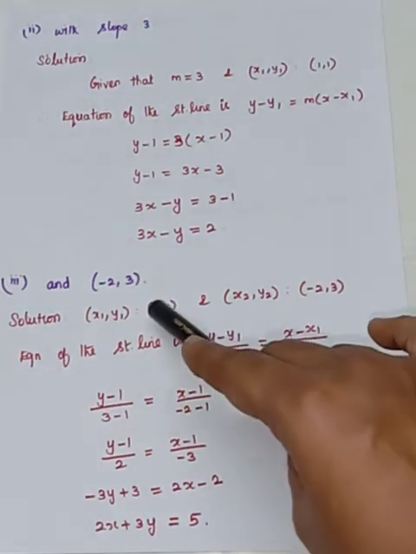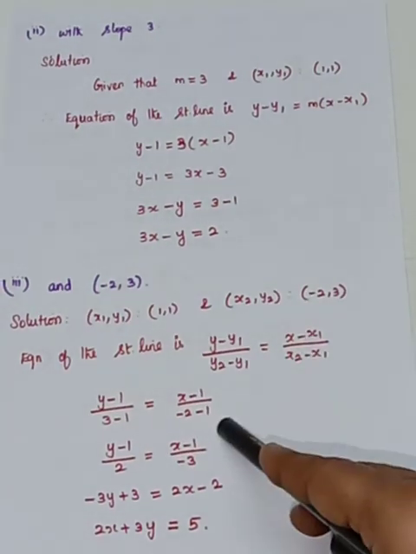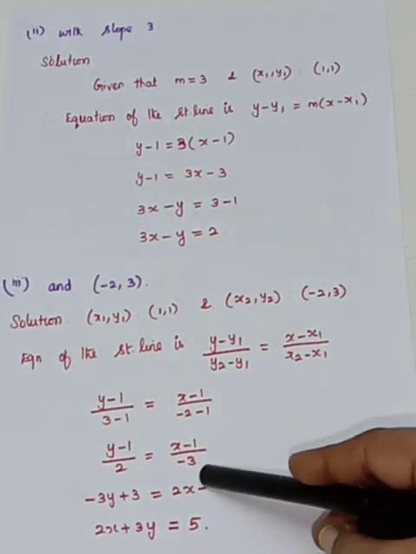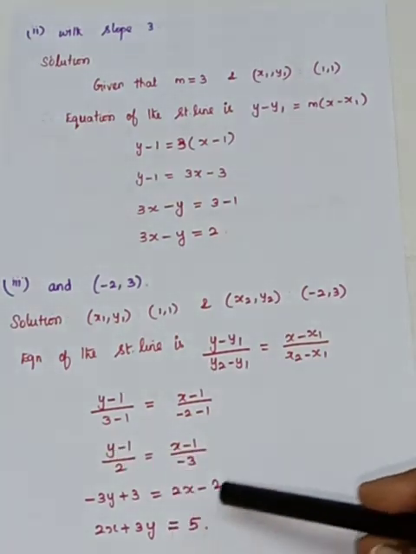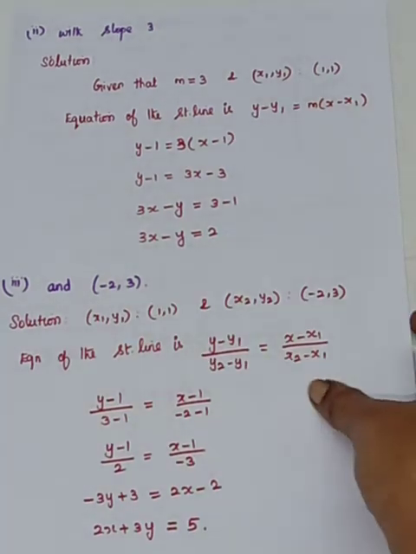So what is x1? Here also 1. So divided by x2, x2 is minus 2 minus 1. So y minus 1 by 2 is equal to x minus 1 by minus 3. If we cross multiply and arrange, you will get the answer as 2x plus 3y is equal to 5.